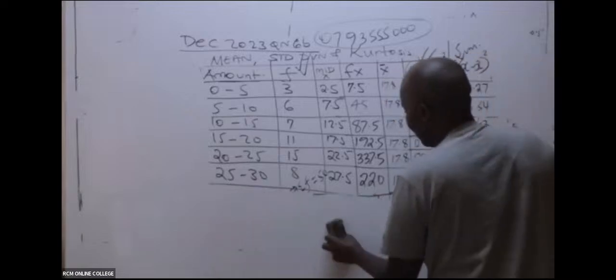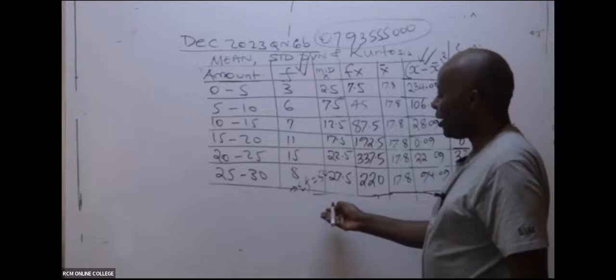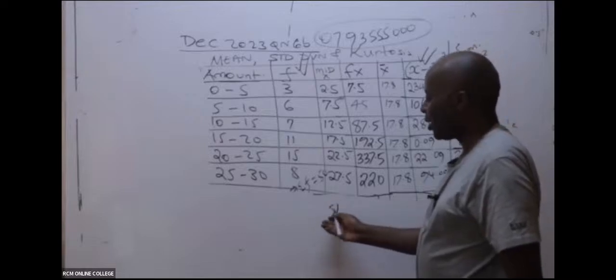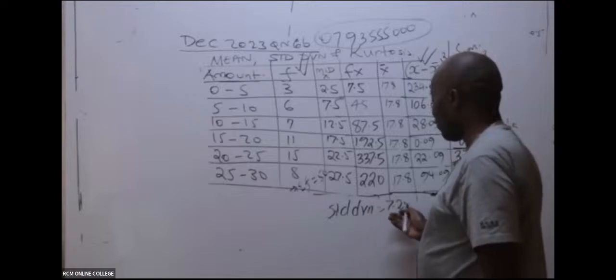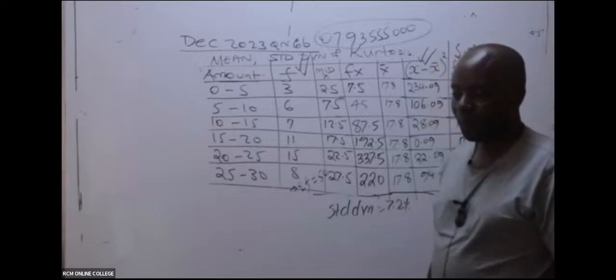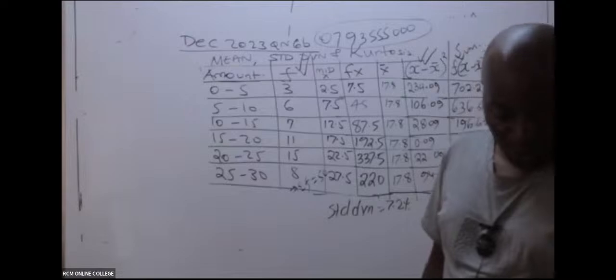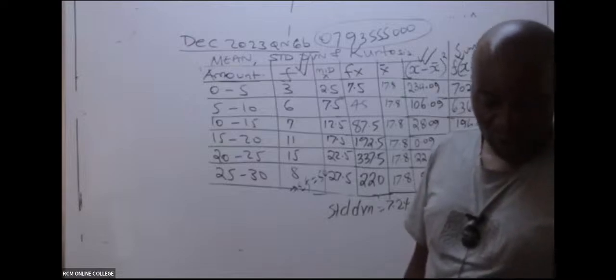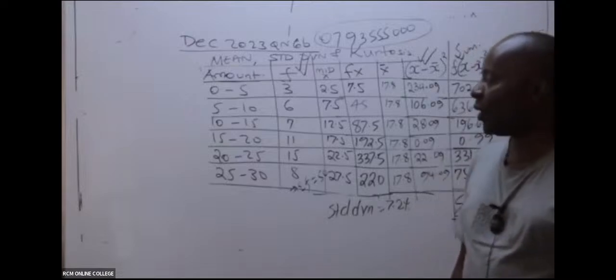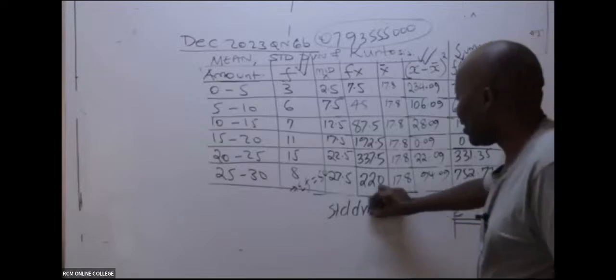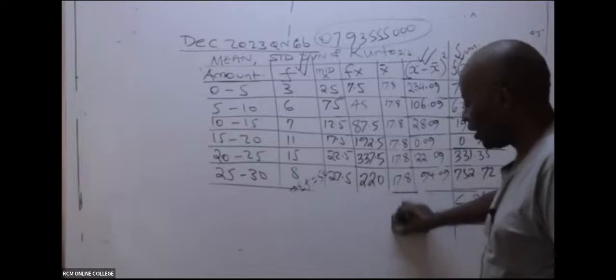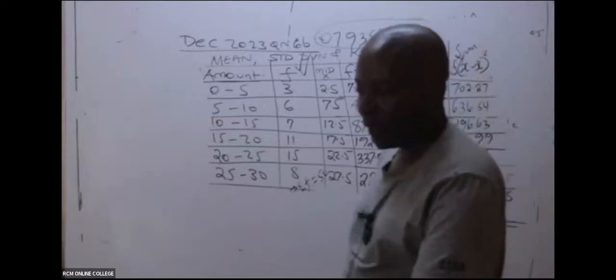7.24 as the standard deviation. Thank you very much. So go to the next question. The next question, they want us to give them the coefficient of variation.